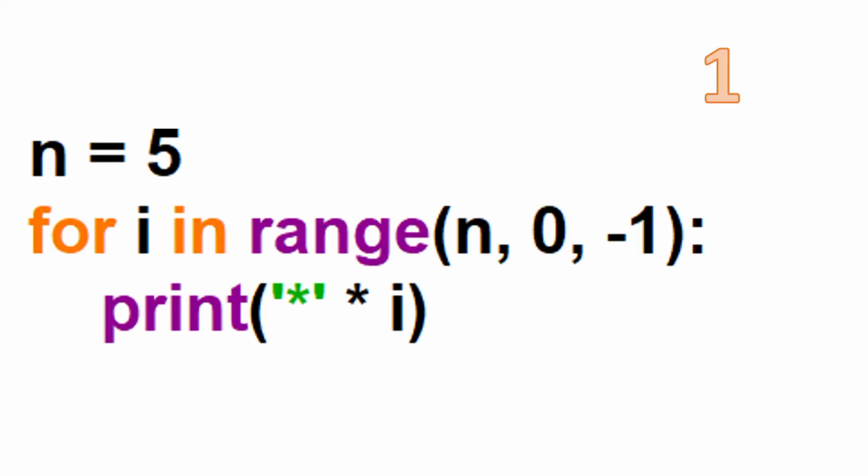So this is the first question. In this first question, what I'm doing here is simply taking one for loop and just printing a star pattern. You have to tell me what kind of star pattern I will get. You know the range function also, it has three parameters, n, 0, -1. So keep your pen on the book and start thinking.